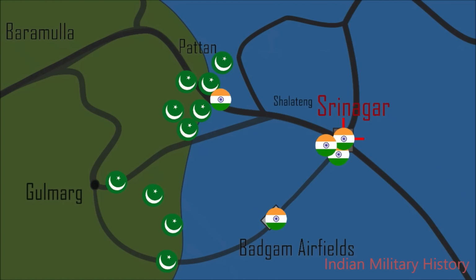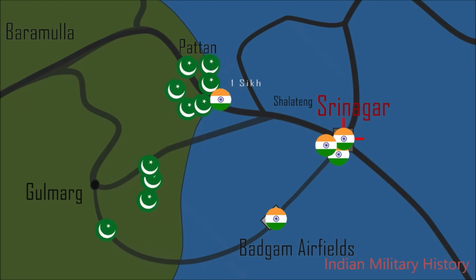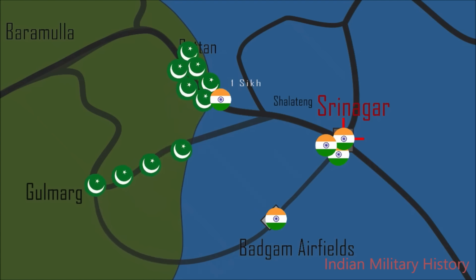This is why Brigadier L.P. Sen, the commander of the 161 Brigade of Indian Armed Forces, took the highly risky decision of withdrawing the troops of 1 Sikh from Patan to Shalateng. The plan was to let the enemy see the troops retreating from their strong positions at Patan and opening the blockade. Seeing an opportunity to capture Srinagar, their primary objective, the enemy would again concentrate their forces back on the highway and attack Srinagar in a conventional battle setting.